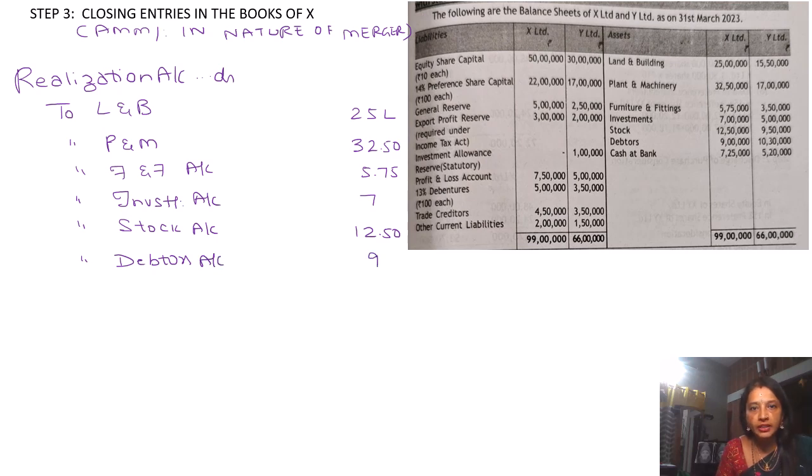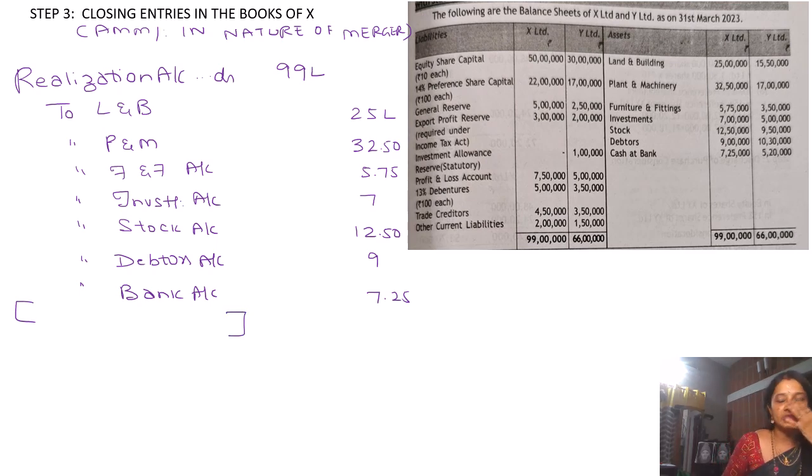amount is 9 lakhs, then to bank account, amount is 7 lakhs 25,000. If you total all these things, you will get 99 lakhs. So being all assets transferred to realization account on the debit side.